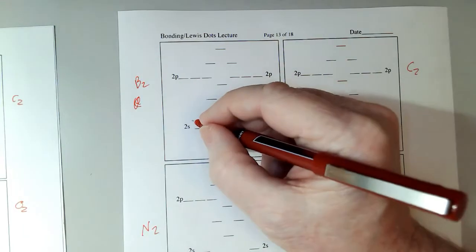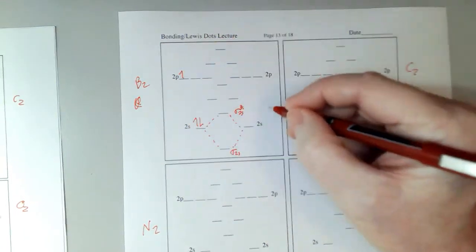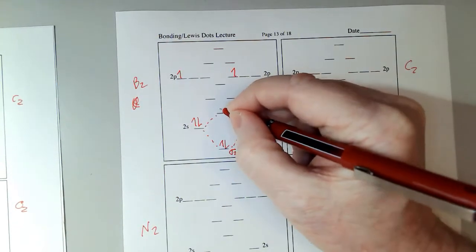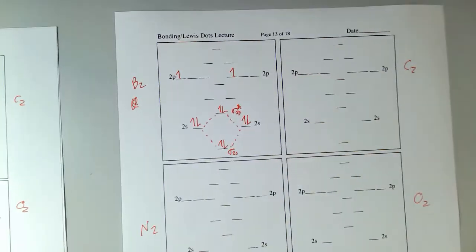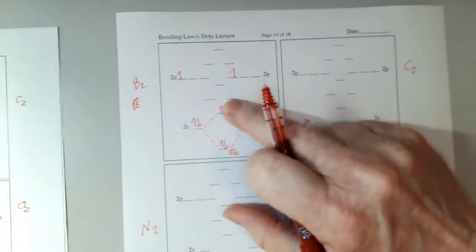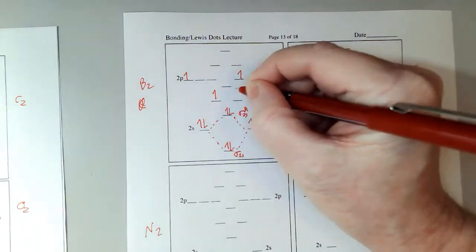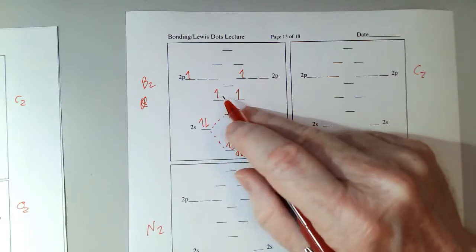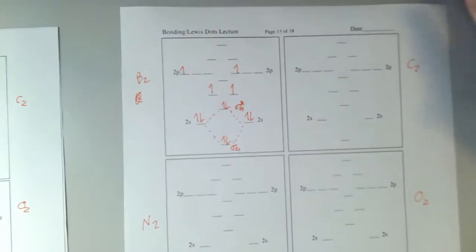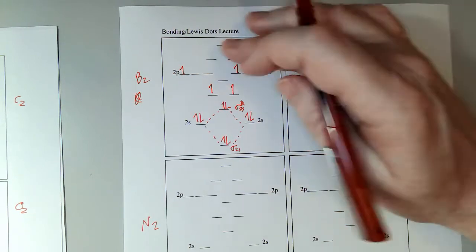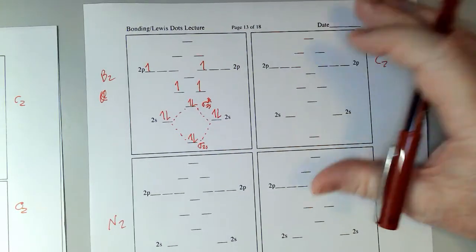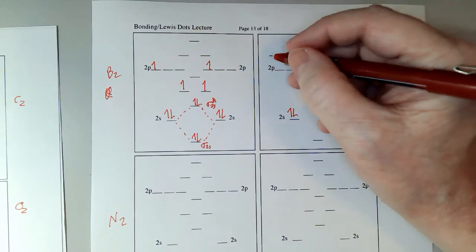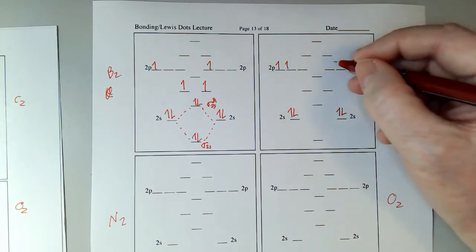Boron. Boron has 3 valence electrons. They'll be in the 2s and one of them in the 2p. So spin up, spin down, spin up, spin down. That cancels out. Bond, anti-bond. We're done. These 2 will come into here. 2 electrons in bonding orbitals makes a bond. B2, if it exists, has a single bond. Nothing in these anti-bondings.